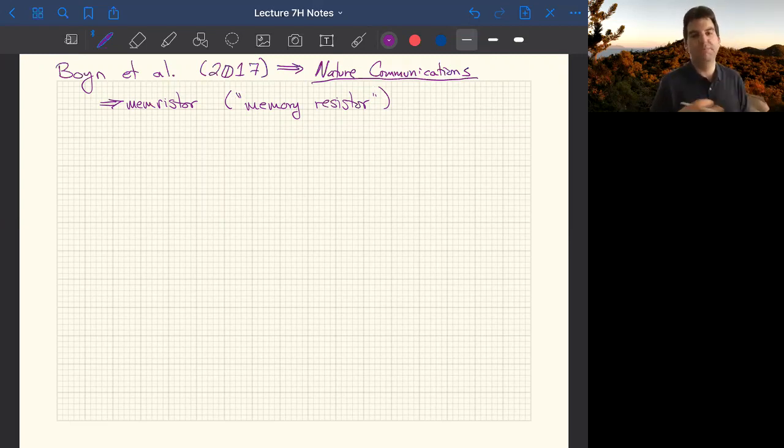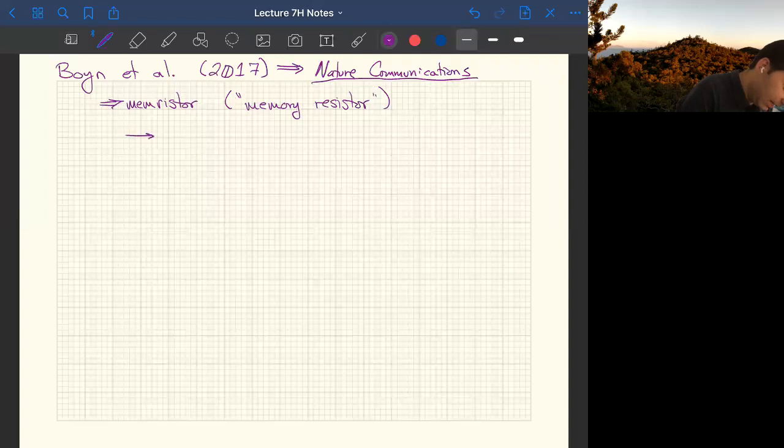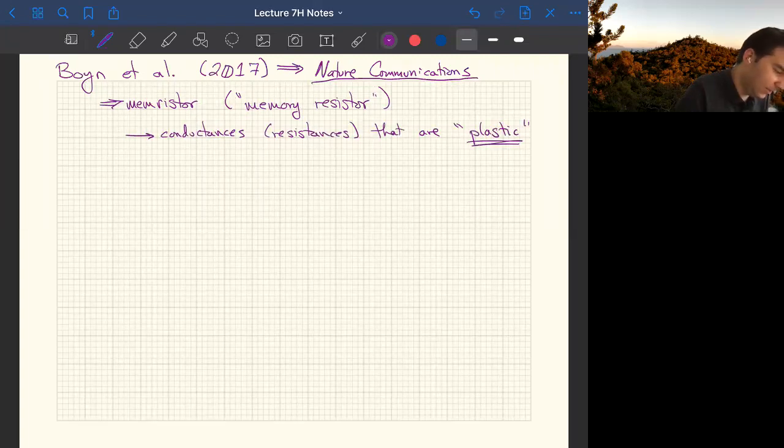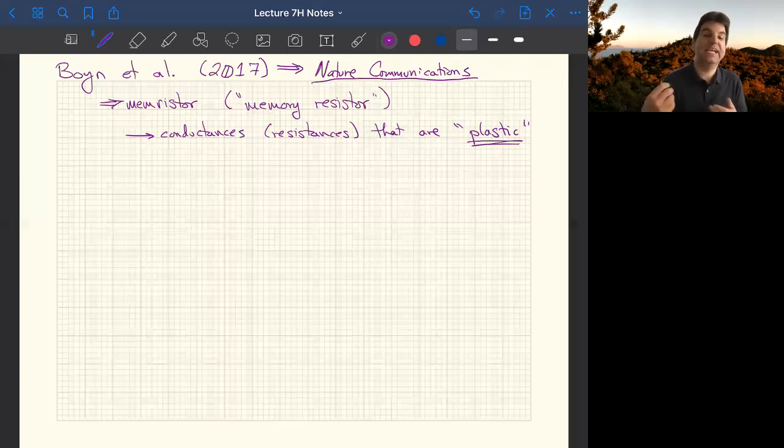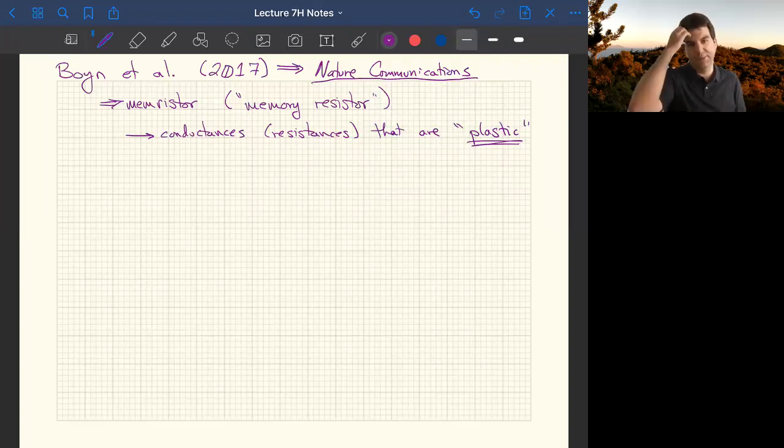Memristor similarly is a memory resistor. But whereas in a transistor, the resistance is changing to match an input signal, in a memristor, the resistance varies based on the current that has flowed through it. So in a memristor, you basically have conductances or resistances that are plastic, a term I used last time. And that means that they remember their history. So if you run a certain amount of current through them, it will change their resistances, and then their resistances will stay changed. So they have this kind of persistent memory.